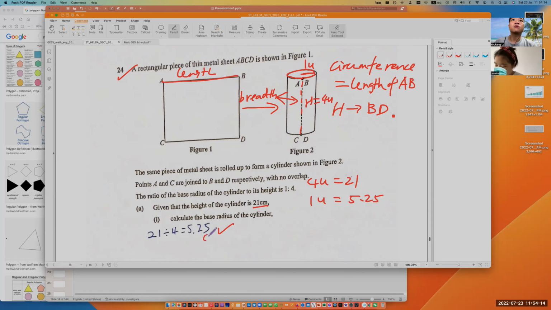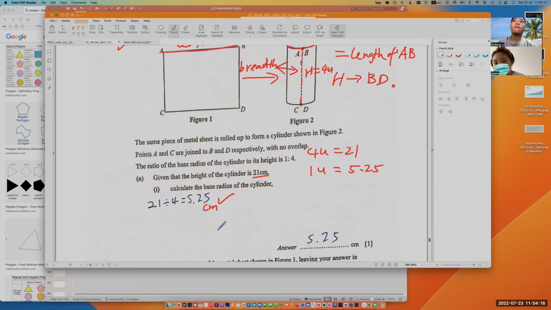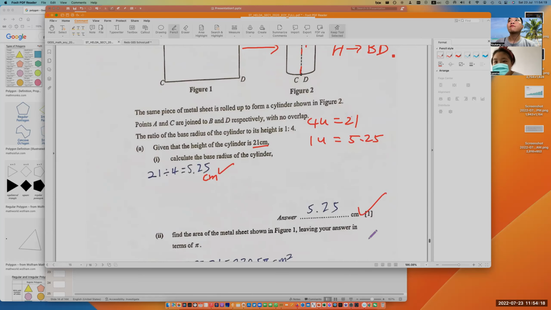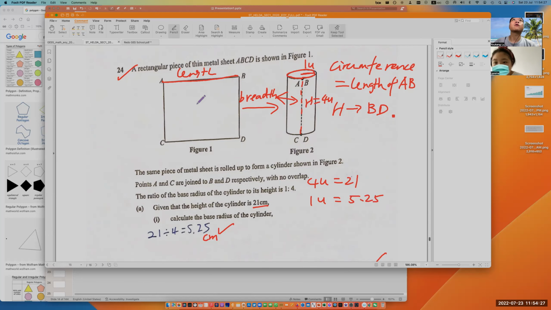But of course, you need to write down the unit also. Okay, very good. Then find the area of the metal sheet shown, leaving your answer in terms of pi. Area of the metal sheet. So which one? Figure 1. They want you to find this area. So the area of this metal sheet is length times breadth, right?